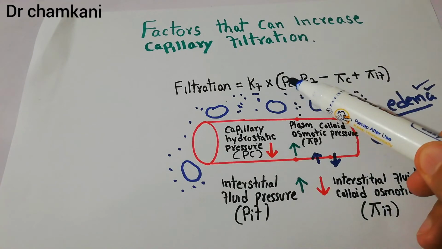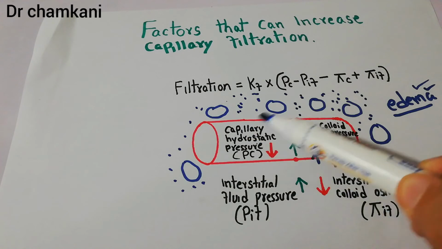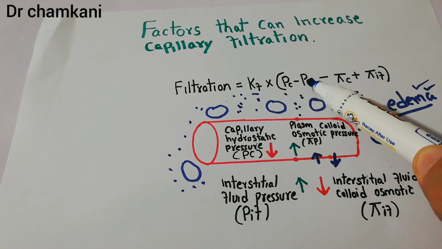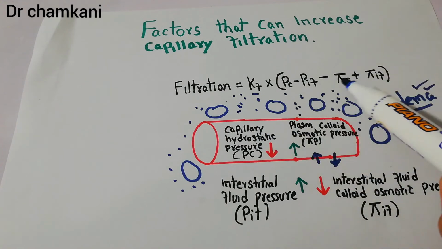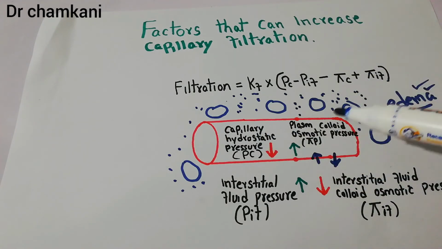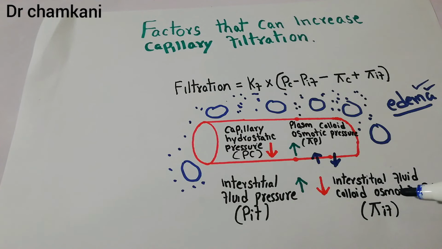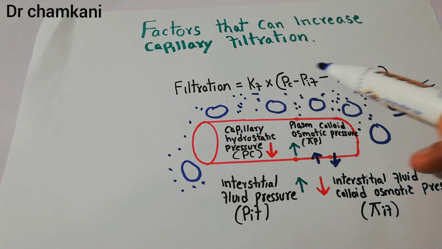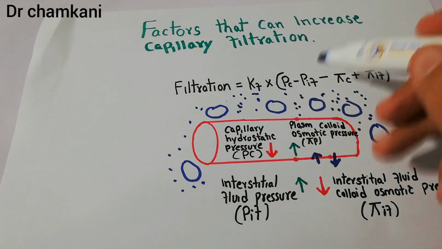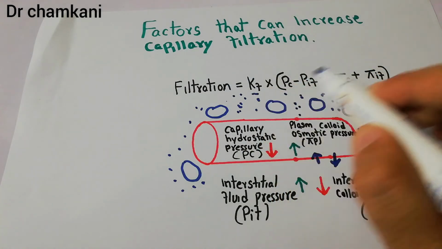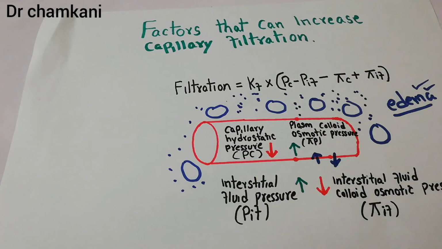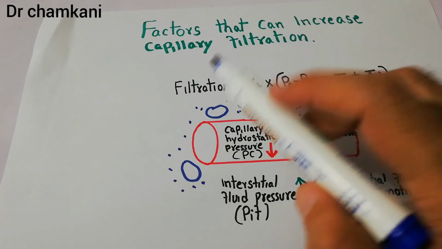So this equation simply means that we will subtract the interstitial fluid hydrostatic pressure from the capillary hydrostatic pressure. Then we will sum up the plasma colloid osmotic pressure and the interstitial fluid colloid osmotic pressure, and then we will subtract this from the first number, whatever may be the number. So this is the whole equation which helps in calculating the filtration.